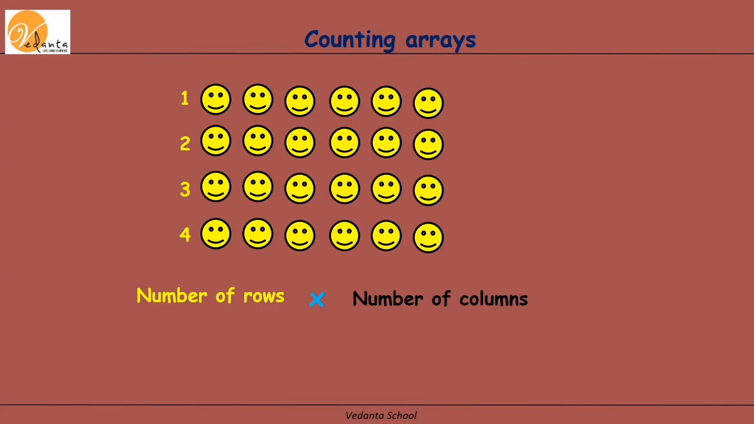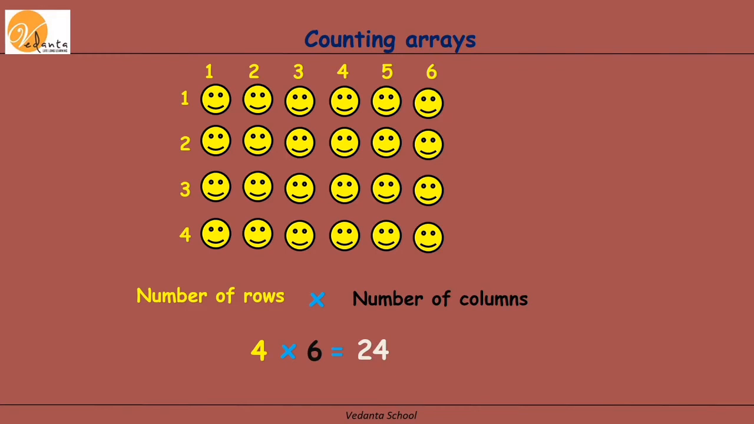And how many columns are there? Yes, 6 columns. So you will write that number on the blackboard in your mind. 4 6's are, what is 4 6's are? Yes, 24. Shall I teach you one another trick, kids?